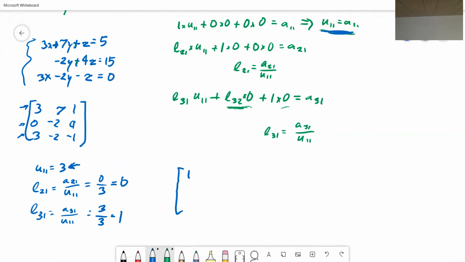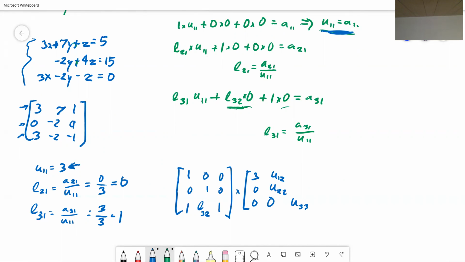So for L, we will have 1. So by definition, 1's in the diagonals, and 0's on top, 0, 1, and some coefficient that we still don't know, 3, 2, times u, which will be u11, we just got it, it is 3. Zeros down here, we still don't know these guys or these guys. Okay, so we are done with the first column of both of them.